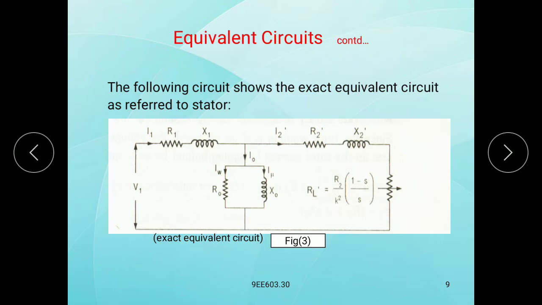Here RL dash = R2 (1/K²) (1-S)/S. This is a variable load, that is called fictitious load. In actual practice there is no load, but for the equivalent circuit we are assuming the load here. This is the fictitious load in actual practice.